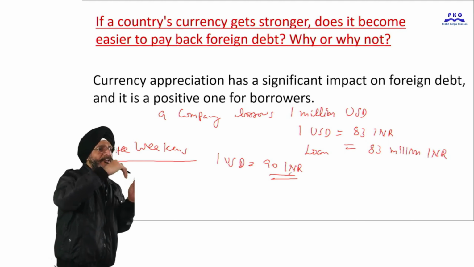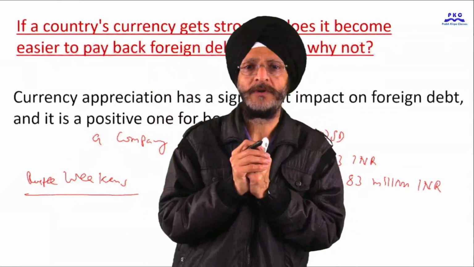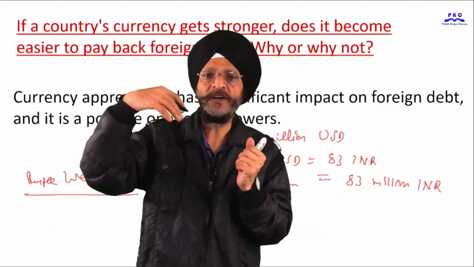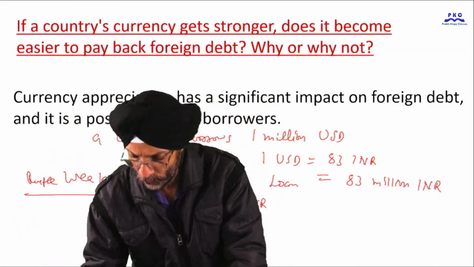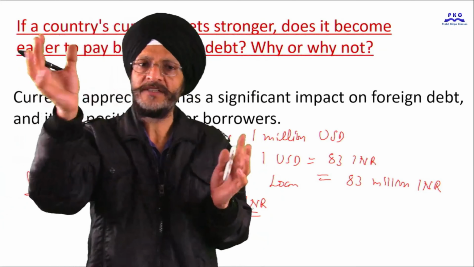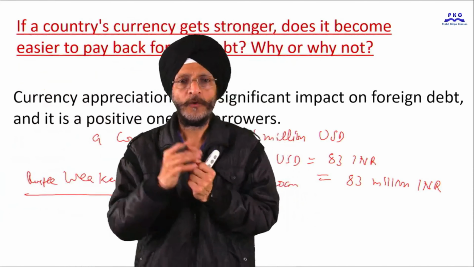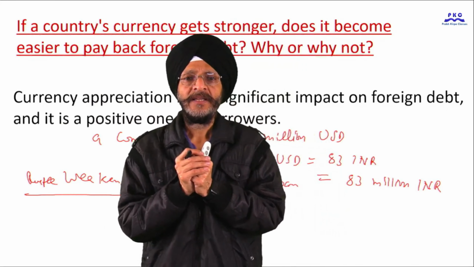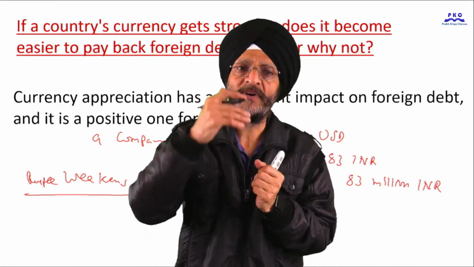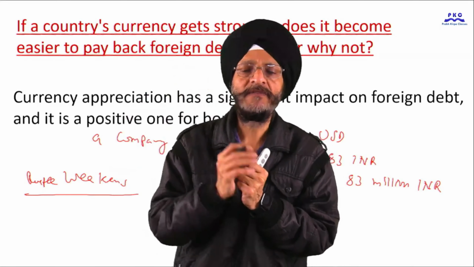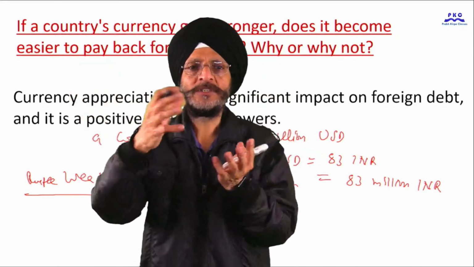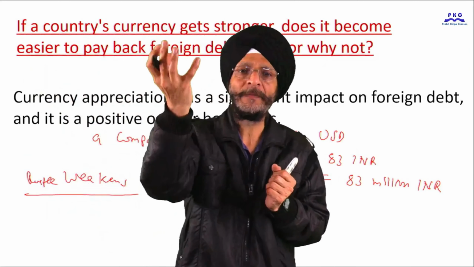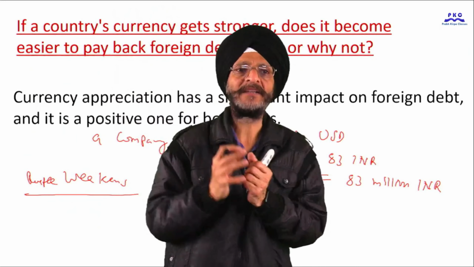If the company or government of India wants to pay back the loan, they will have to pay more, because earlier they would likely have paid 83 million Indian rupees plus interest after adjustment or something like that. But when the rupee has weakened, if the Indian company or the Indian government wants to repay the loan, it will have to pay more, approximately 90 million Indian rupees. So more will have to be paid by the Indian company to pay back the loan.